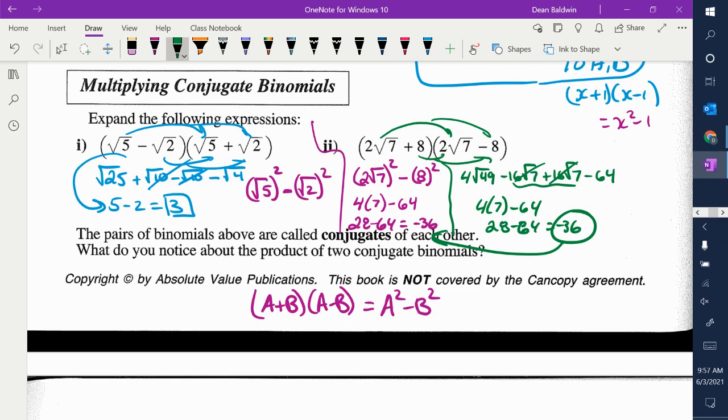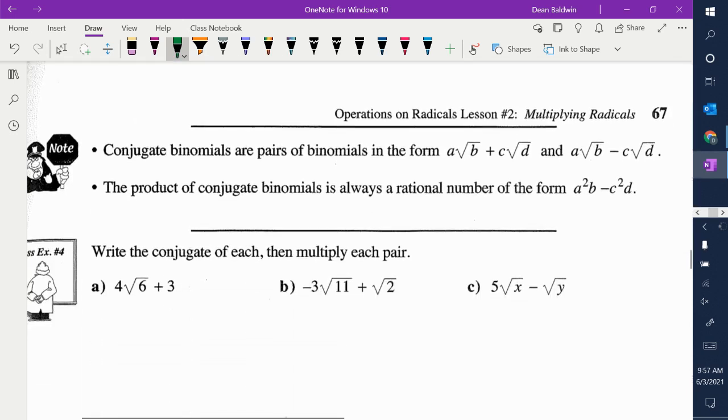Okay? Sorry? If they're both positive or both negative, it doesn't match conjugate. That's why this will work in that case as well. This works all the time. This only works if they're conjugates. All right? So, flip the page, please.